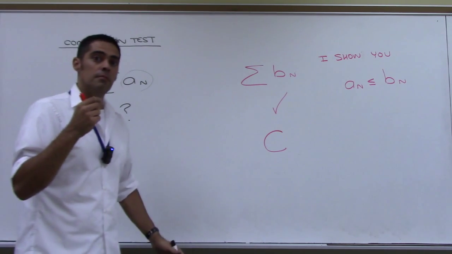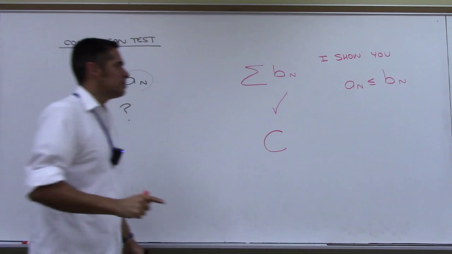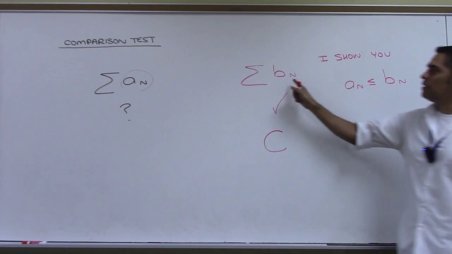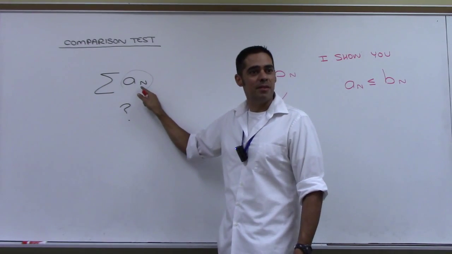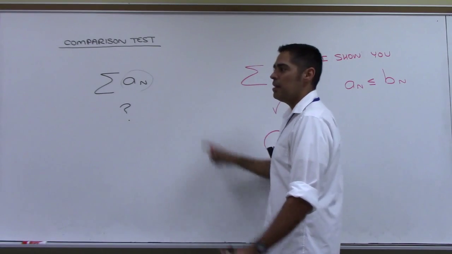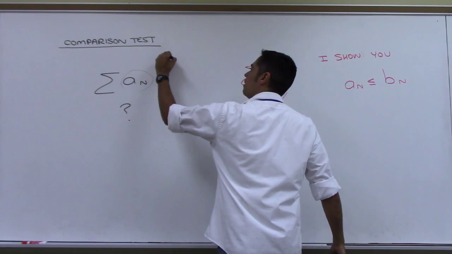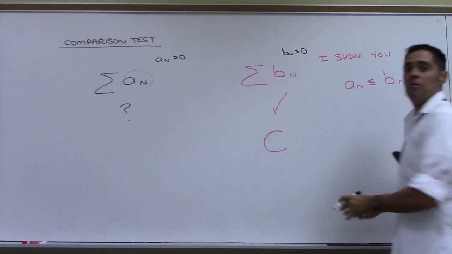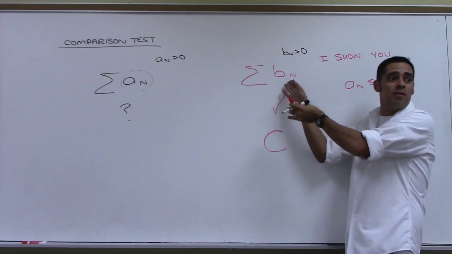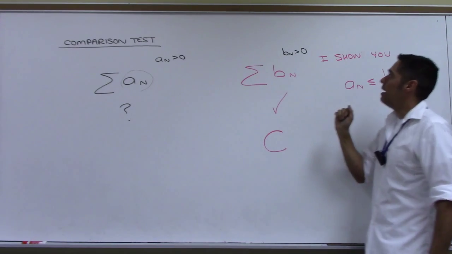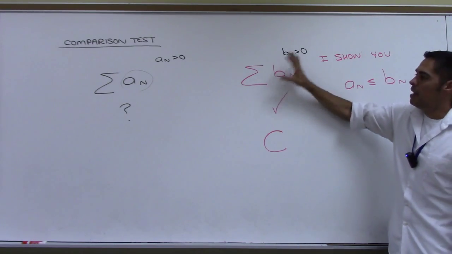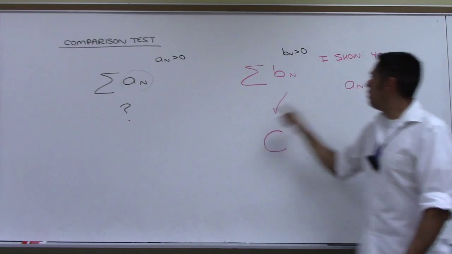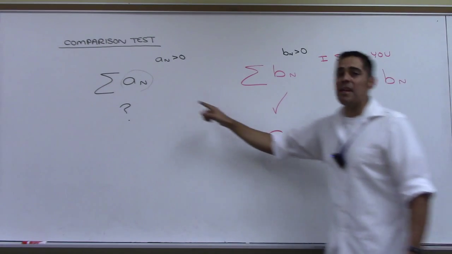What? So glad you asked. There is one condition on this test. We have to be looking at both of these being positive. So the assumption here is that a sub n is positive and b sub n is positive. Imagine I'm adding up a bunch of positive numbers, and I add them up and I get a number. Then if those positive numbers are smaller than these positive numbers, then that must add up to be a number.